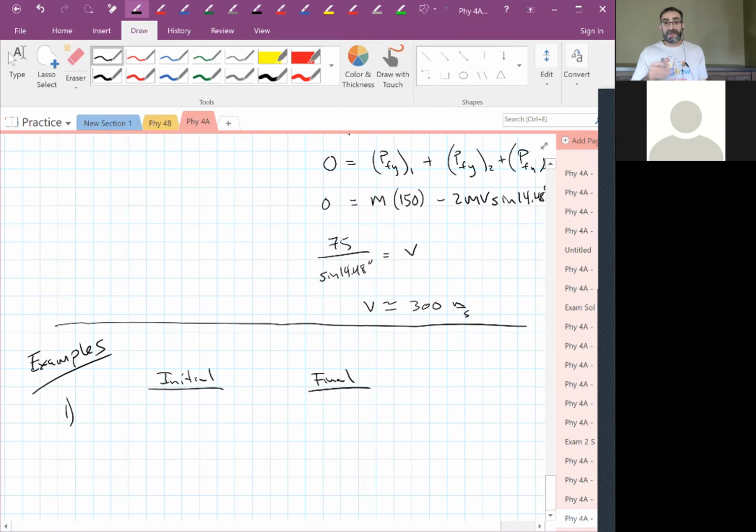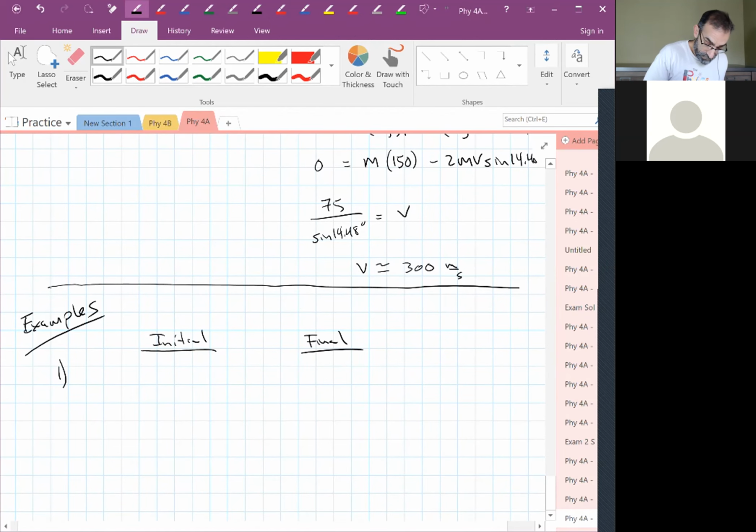Okay, let's work through a few examples, and we'll use momentum, and we'll look and see if the kinetic energy is also conserved or not, whether the collision is elastic or inelastic. So we've got our carts. This one is at rest. This one is moving.